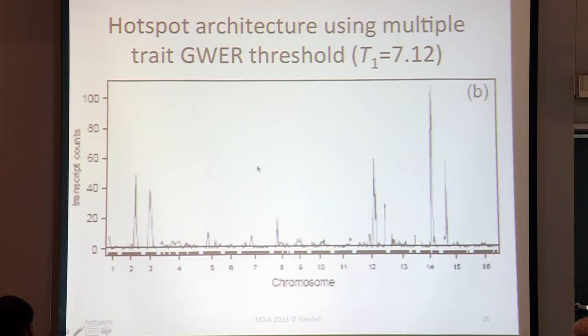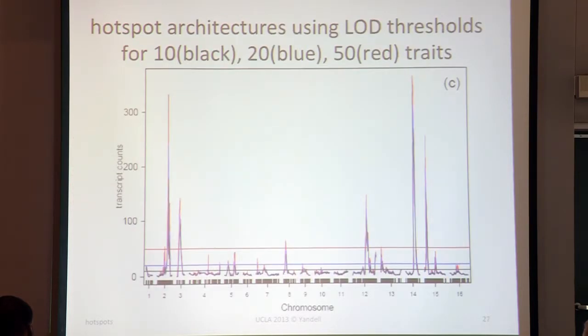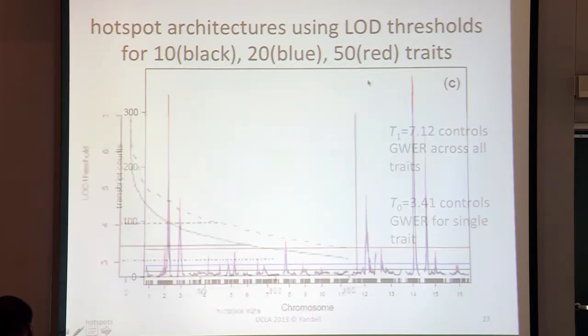Okay. So now we end up with an architecture here of hotspots. This is again what I showed before, with the threshold for the most extreme LOD score. And now, this is the one I showed before, although now it's got the lines on it, for the hotspot architecture for different sized hotspots. Hotspots size 10, 20, or 50.